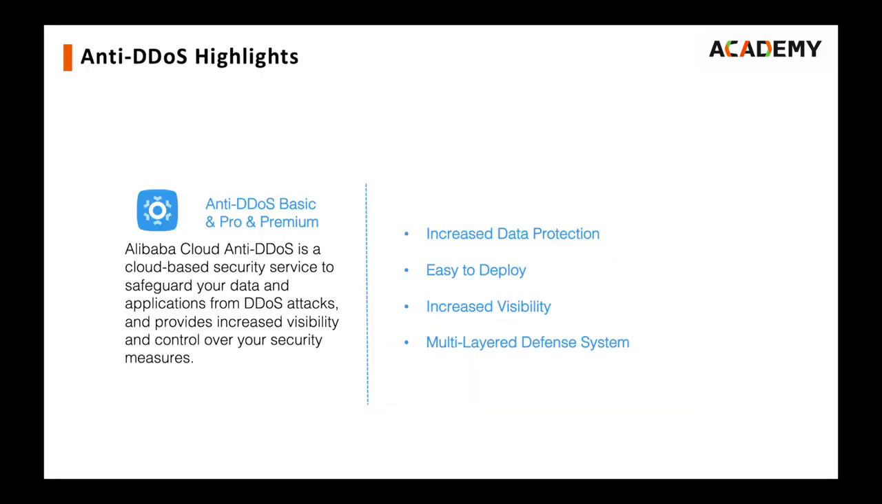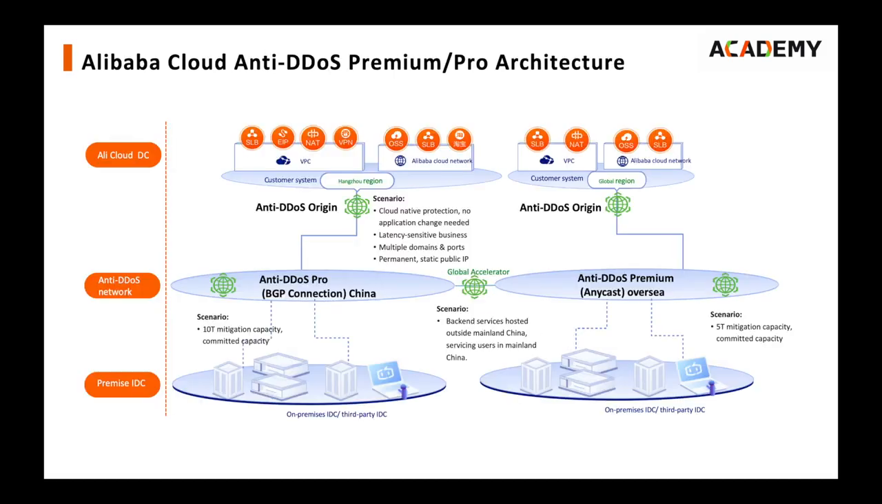There are 3 versions of anti-DDoS on Alibaba Cloud. There's anti-DDoS Basic, Pro, and Premium. That's how we split things up. So I'll explain what the differences are between those 3, but all of them serve more or less the same function, which is to protect you from DDoS attacks without having to make major changes to the architecture of your application. So let's look at the difference between Anti-DDoS Premium and Anti-DDoS Pro.